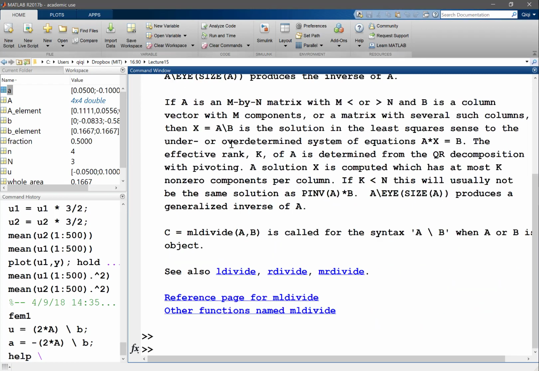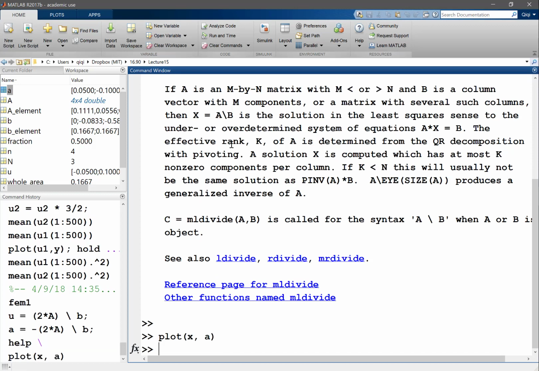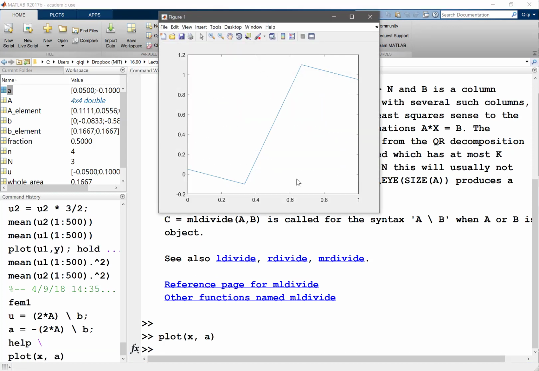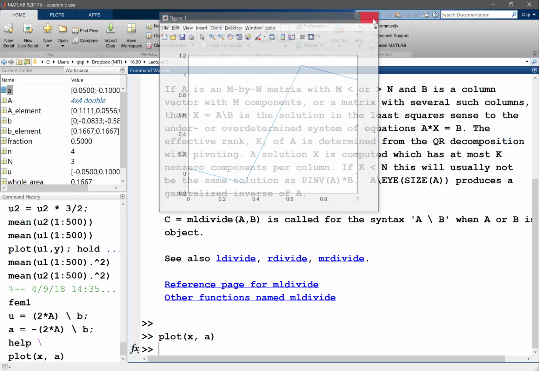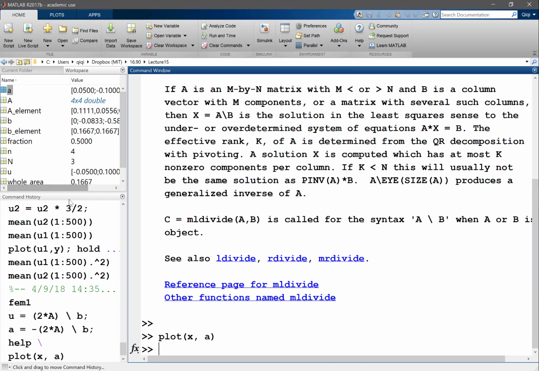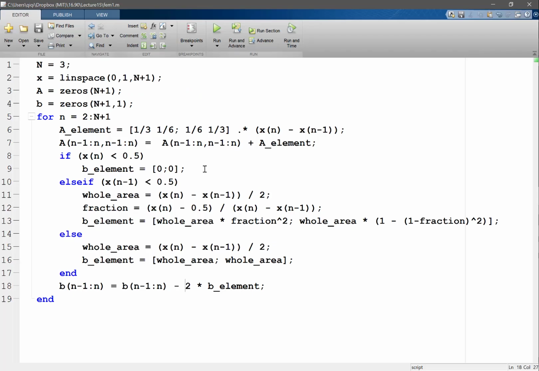Okay, that's now if you plot x and a, that's our best approximation of the piecewise linear function to the step function at 0.5. All right, and we can see that if we refine this, let's do 30 instead of 3.